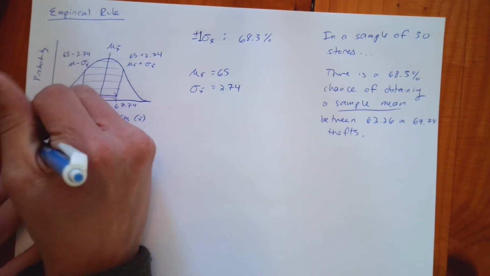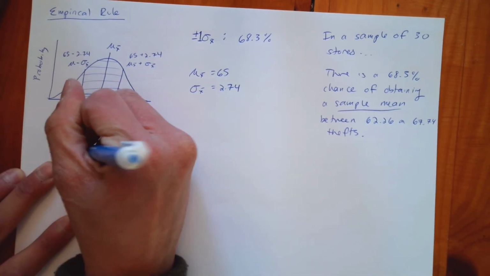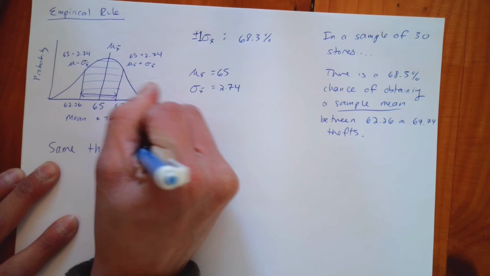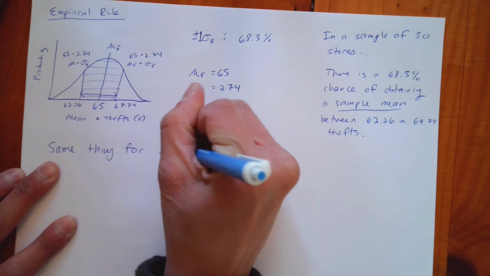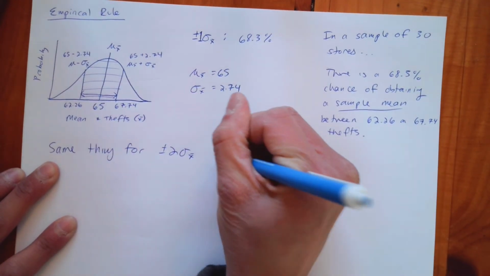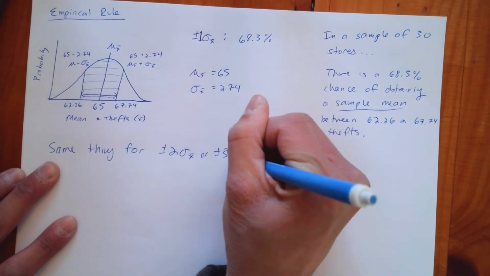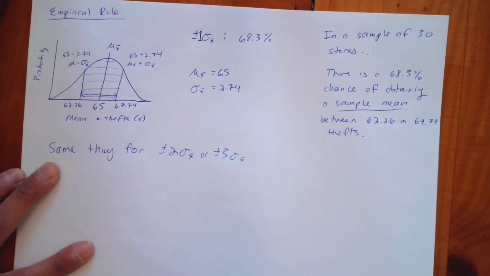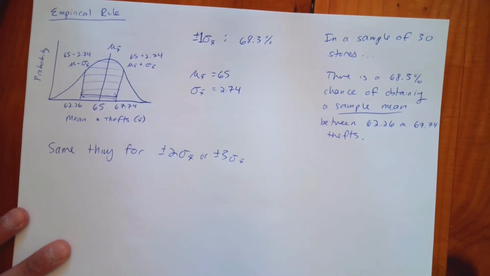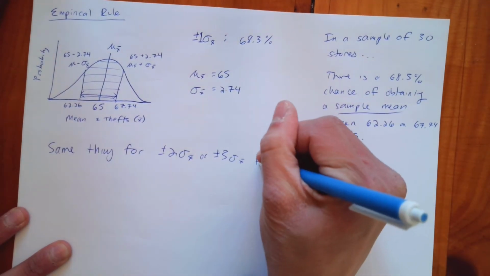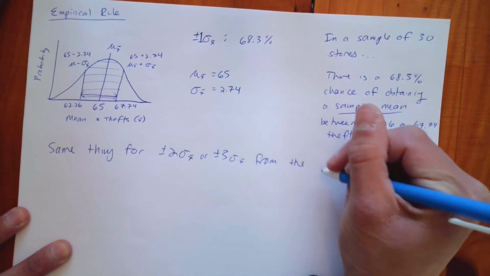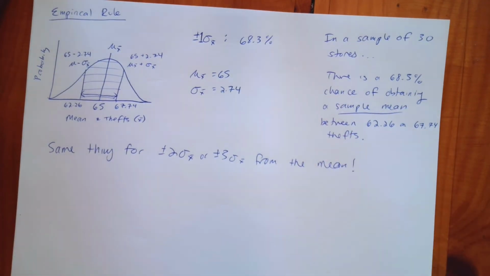And with this, you could do the same thing for 2 or 3 standard errors away from the mean as well. So you could apply the whole empirical rule. I'm not going to go through each one now because we did that last week and it kind of takes a while.